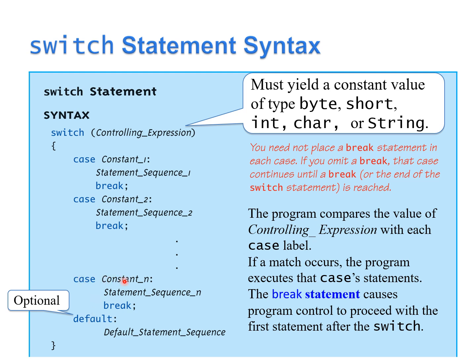The program compares the value of controlling expression with each case label. If a match occurs, the program executes that case's statements. Its labeled case may end with a break statement. The break statement causes program control to proceed with the first statement after the switch, but you need not place a break statement in each case. If you omit a break, that case continues until a break or the end of the switch statement is reached.